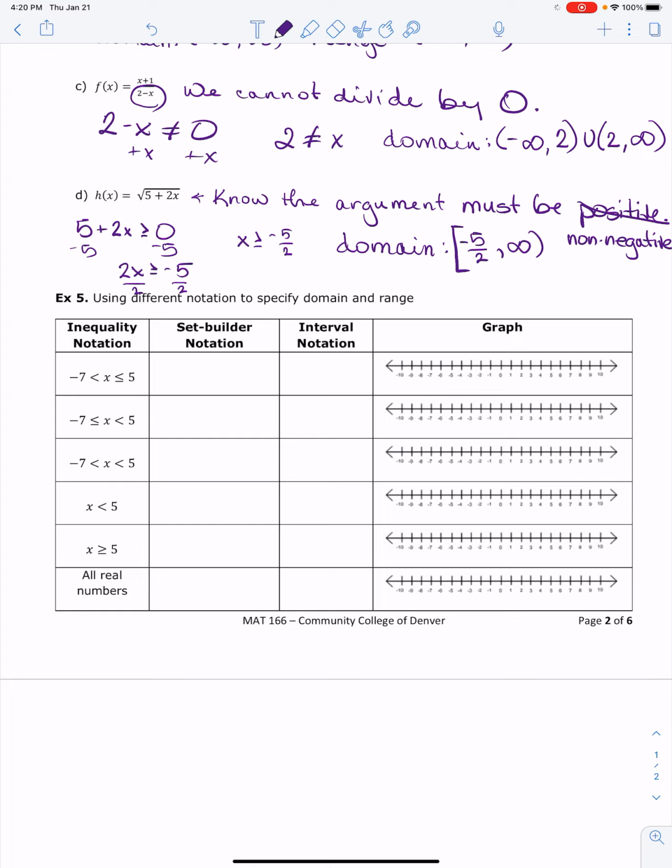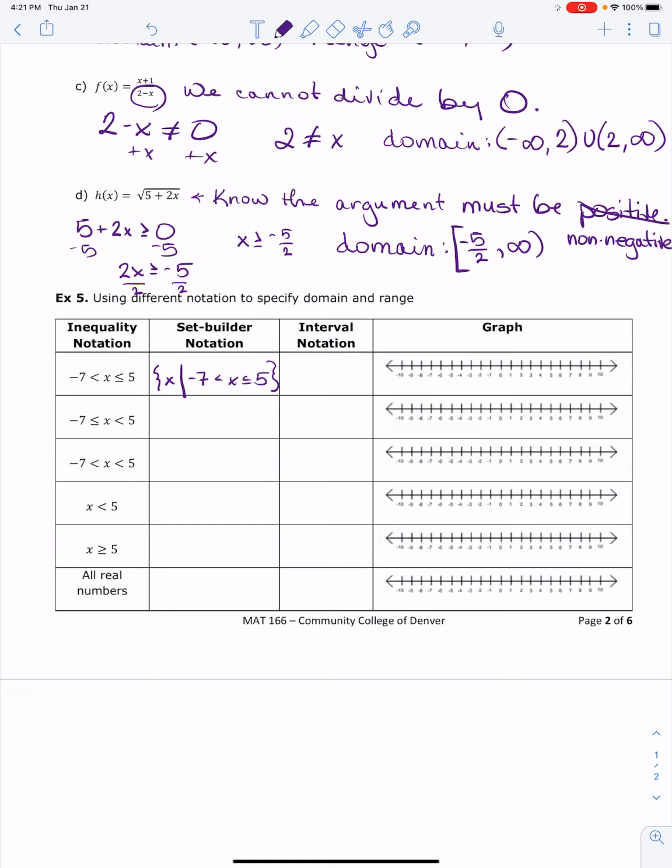Example 5 here is consistent with what we did on the front page, but we are going to take a look at this 3 different ways if we include the graph. We've got set builder notation, which you may see with the curly brackets. Curly brackets we read as the set of all x such that, and here we're just repeating the inequality. So this gives us our constraint.